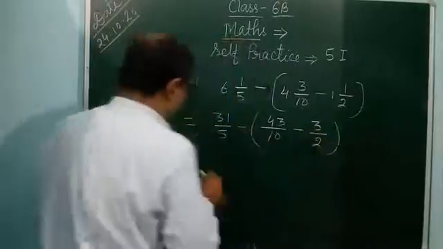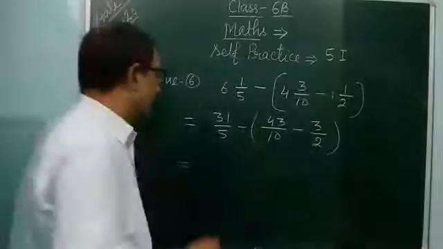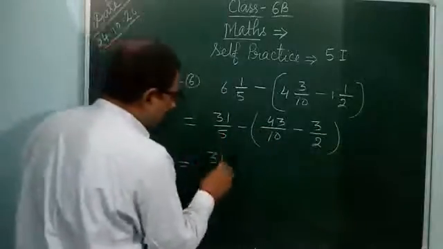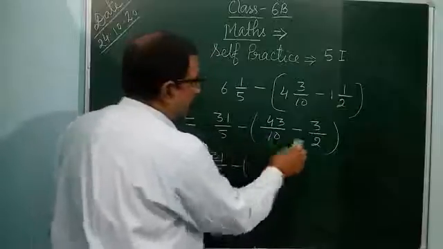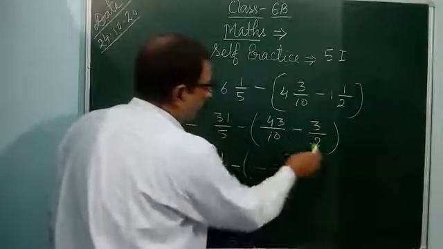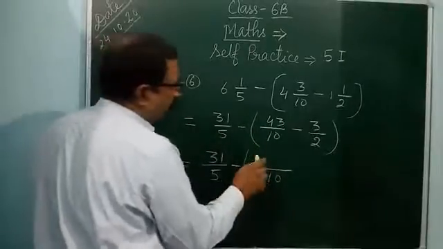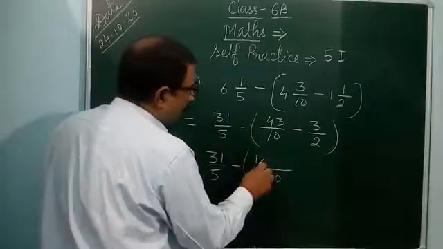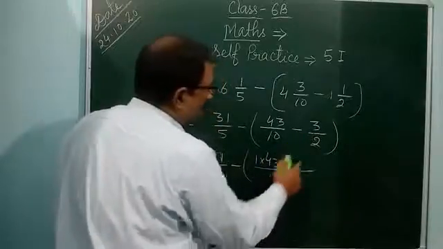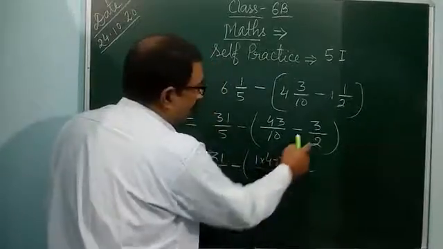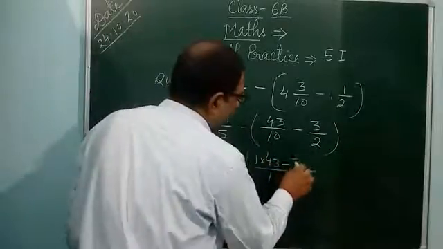After then, firstly you solve the bracket portion. You write 31 by 5 minus LCM of 10 and 2. What will be? 10 and 2, 10. You divide this 10 by 10, it will come 1. 1 multiply by 43 minus. You divide 10 by 2, 5 comes. 5 times 3 is 15.